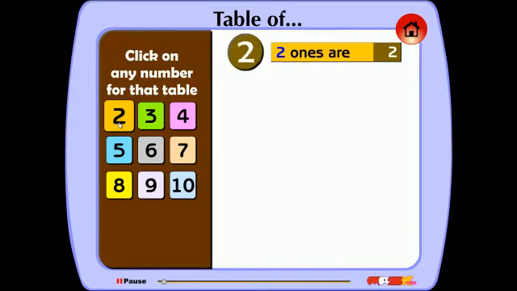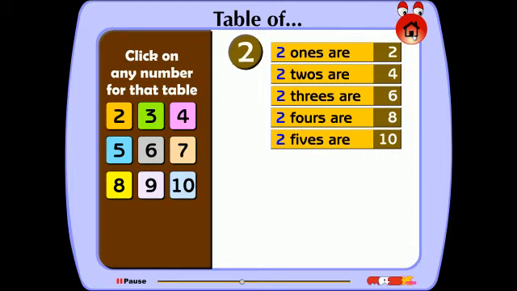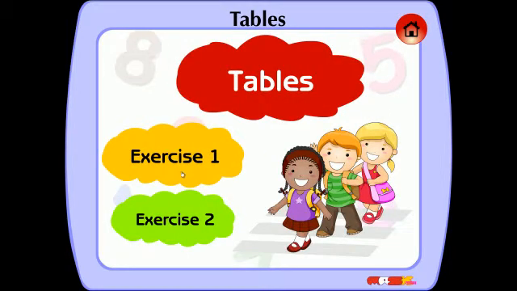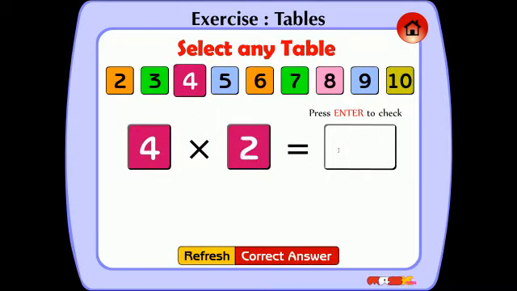Click on any number for that. 2 ones are 2, 2 twos are 4, 2 threes are 6, 2 fours are 8, 2 fives are 10. Select any. 4 twos are wrong. Right.